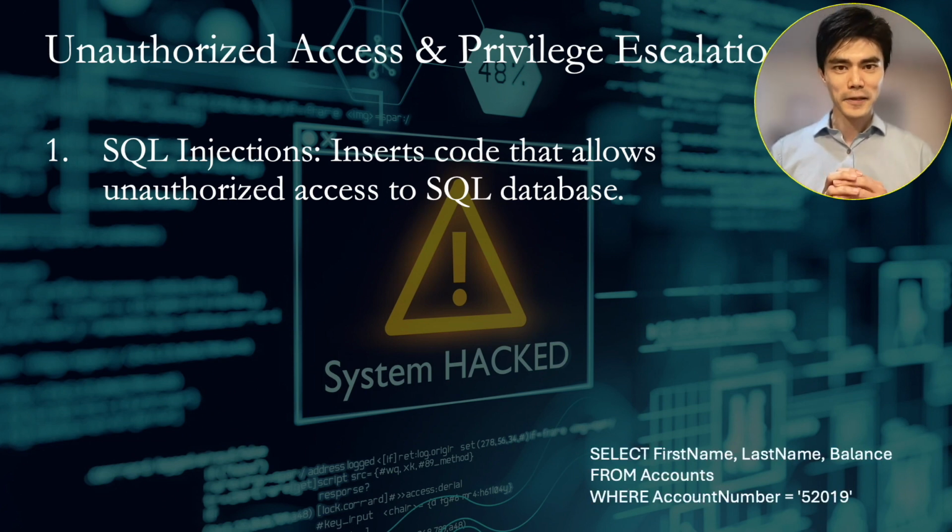For example, this code is saying to retrieve account number 52019 and retrieve the data: first name, last name, balance. But what the hacker does is insert a little bit of code, say, or 1 equals 1. And then this is telling the SQL that from the accounts, retrieve all the data where 1 is equal to 1 and select and bring in the first name, last name, and balance. Well, 1 is always equal to 1, so it's always true.